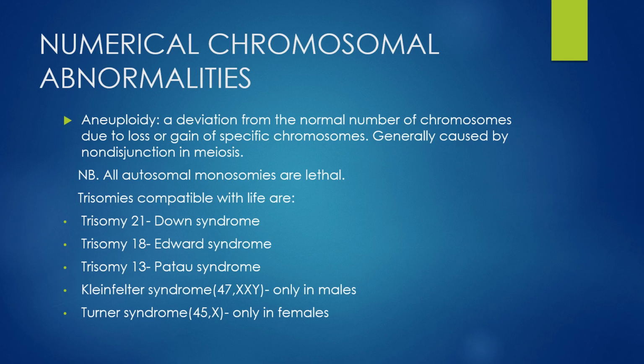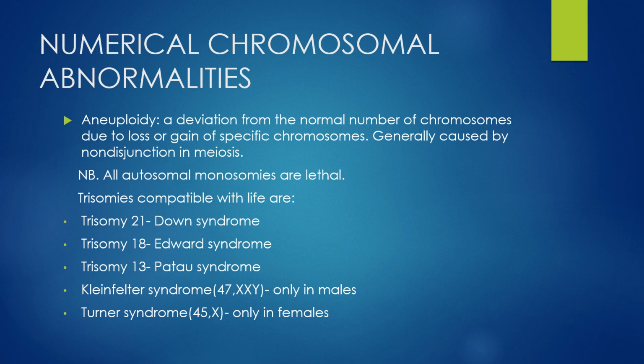All right, in aneuploidy, what happens is we have a deviation from the normal number of chromosomes due to a loss or a gain of a specific chromosome. It usually happens as a result of non-disjunction in meiosis. Do take note that all autosomal monosomies are lethal. So when you hear the word monosomy, it means that there has been a loss of a particular chromosome. If you hear the word trisomy, it means there has been a gain of a particular chromosome.